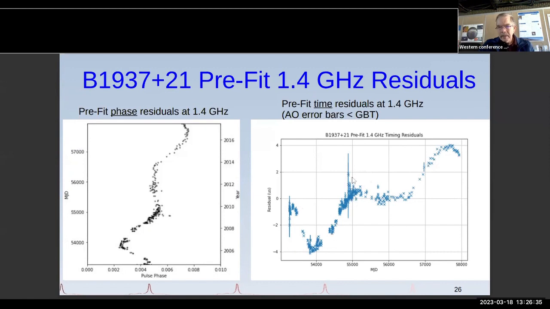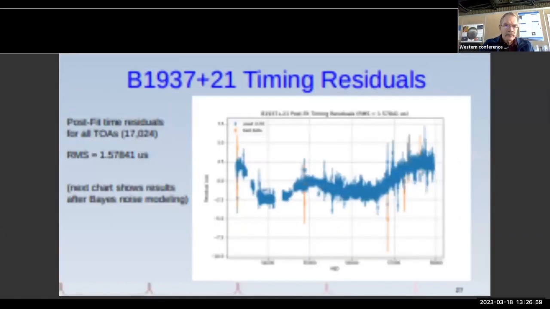And you think, well, it kind of looks like a sine wave, except you've got this broad gap in the middle, so that's not really a sine wave. And again, this is two telescopes, Arecibo and the Green Bank Telescope, GBT. Arecibo has much better resolution. It's much more sensitive than Green Bank, so the error bars don't even show up for Arecibo. They're small. So then I run the post-fit.